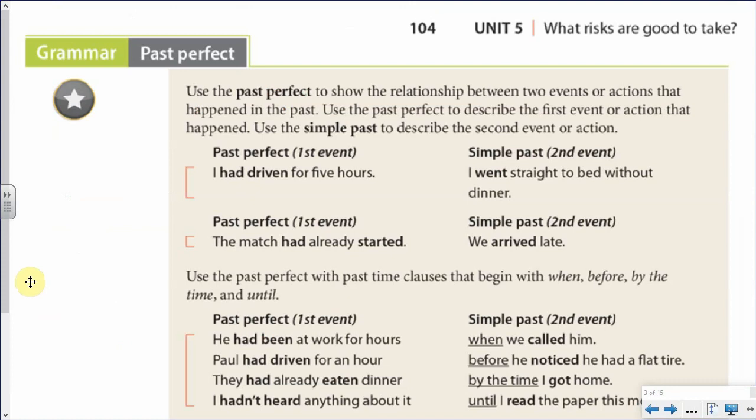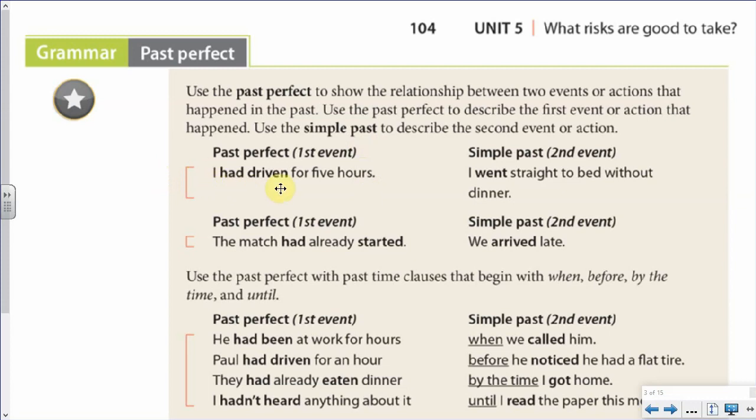So let's just have a look at the information here. Use the past perfect to show the relationship between two events or actions that happened in the past. Okay, so both of them happened in the past. The past perfect will be used to talk about the first event or action, and the second one will be with the simple past. Let's take a look at two examples to show this.